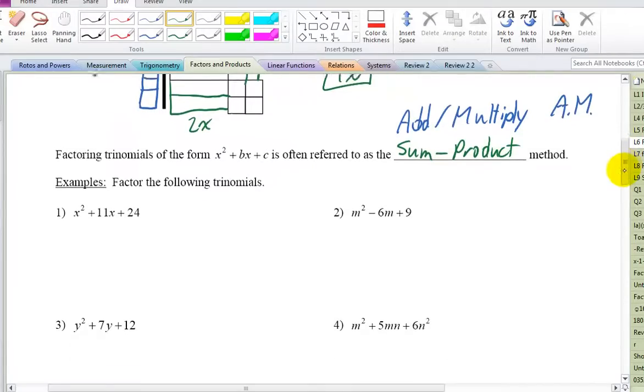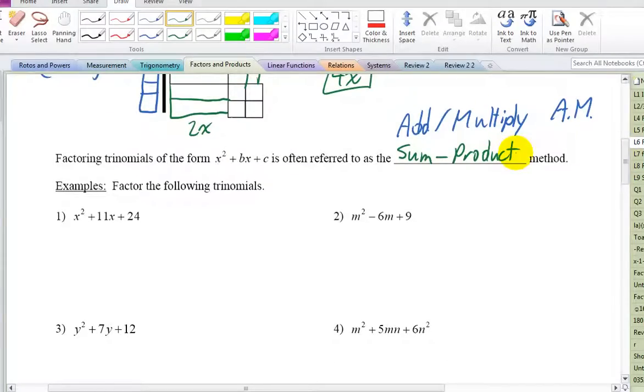All right, so I like to call it sum product. Sometimes I switch up though and say add multiply. So just be aware of that. I'm just trying to confuse you, make it hard for you. No, it's because I'm screwing myself up.